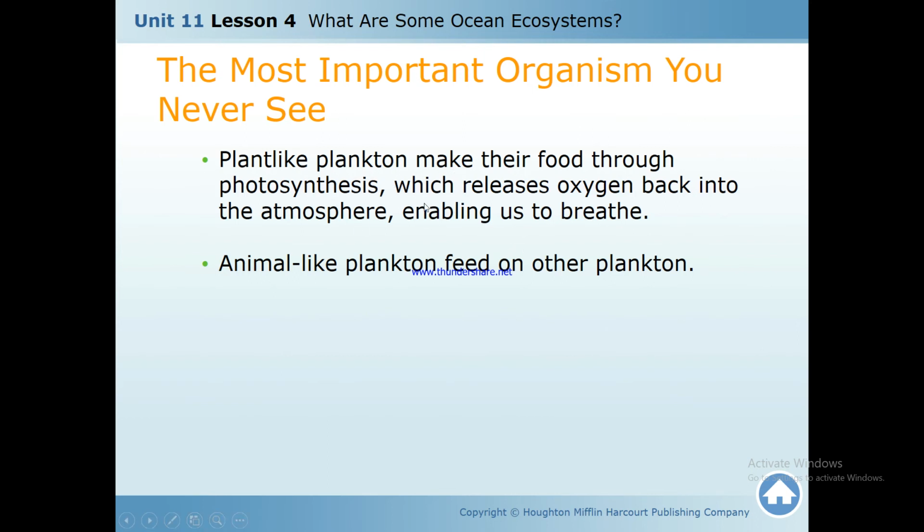What do you think? If they need sunlight, where do you think the plant-like plankton are? Definitely they have to be near the surface of the ocean because they need sunlight. And you know that when you go deeper, is the sunlight there? No. That's why plant-like plankton have to be somewhere near the surface.